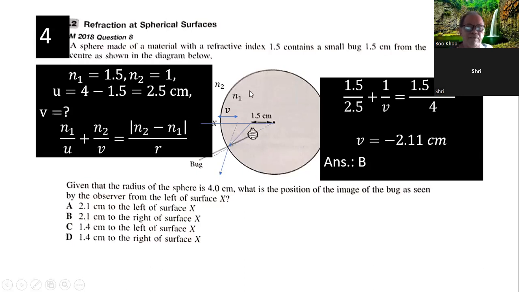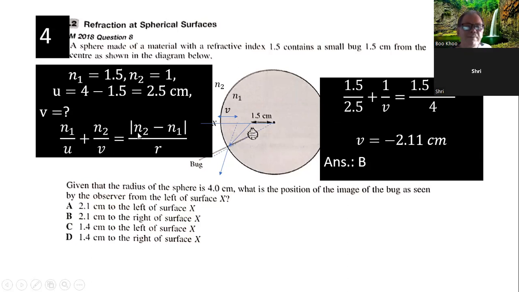Okay, so first write down your N1. N1 is here, 1.5. N2 is air, is 1. Then you are told that this is 1.5 cm. So you want the object distance. That's the object distance. Right? Remember that's your pole there. So it's 4.5, 4.0, sorry. 4.0 is the radius. Minus 1.5, that's the object distance. That's what we get. You want to find V, and use this formula.